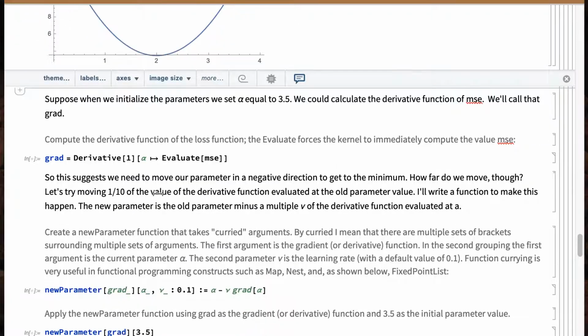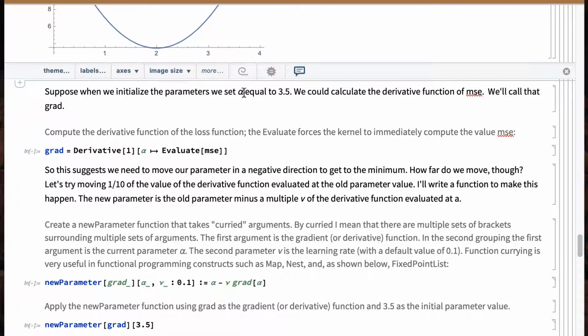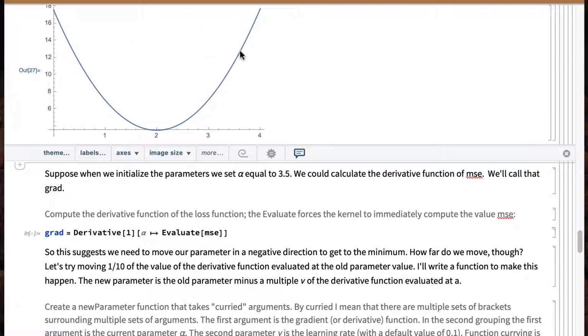So let's do the following. Let's initialize our first guess. I'm going to put me at 3.5, coordinate 3.5. You can think of that as latitude 3.5, and go up our mountain.